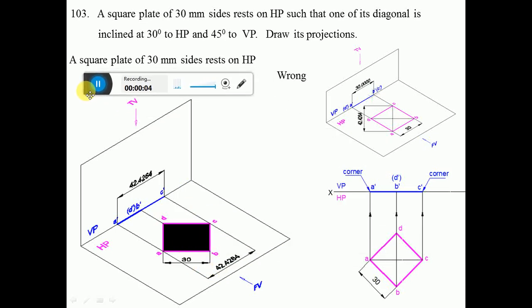A square plate of 30 mm side rests on HP such that one of its diagonals is inclined to HP at 30 degrees and to 45 degrees to VP. Draw its projections. So there are two possibilities.